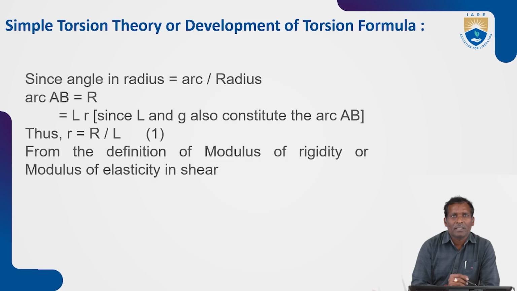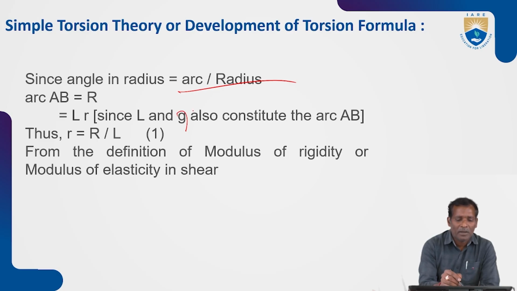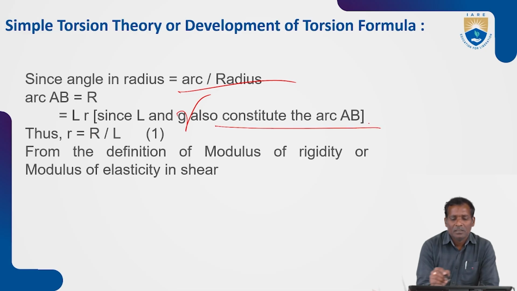Since angle in radians is arc upon radius, the arc AB is equal to R theta. Since L and gamma constitute the arc AB, gamma is R theta by L. This follows from the definition of modulus of rigidity, or modulus of elasticity in shear.